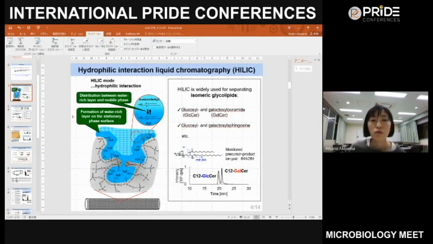I'd like to briefly introduce the HILIC mode. In the HILIC mode, compounds are distributed by hydrophilic interaction, and a water-rich layer is formed on the highly polar stationary phase like silica gel, and compounds are distributed between the water-rich layer and mobile phase. HILIC mode enables separation of glycolipids by differences in their carbohydrate structure. Therefore, HILIC is widely used for separating isomeric glycolipids, for example, glucosylceramide and galactosylceramide.